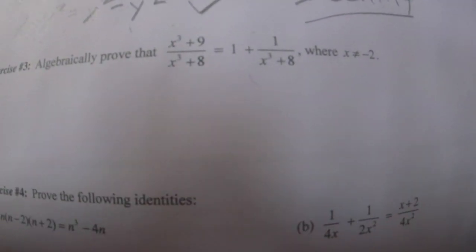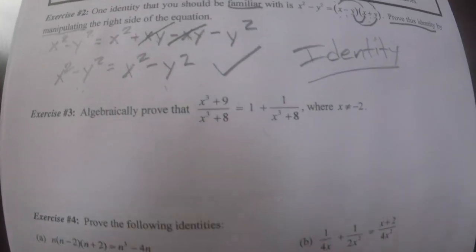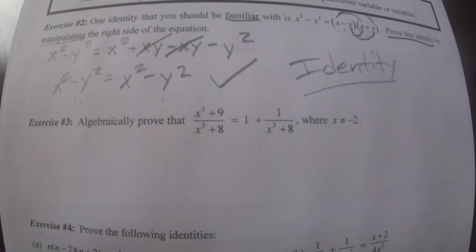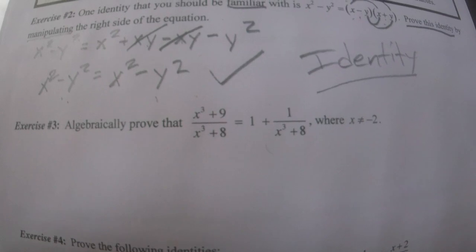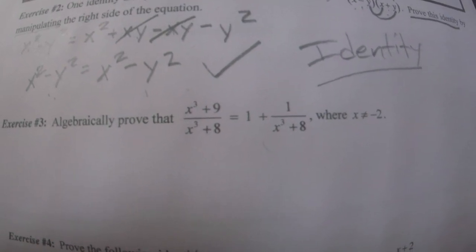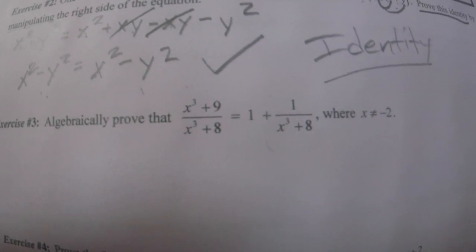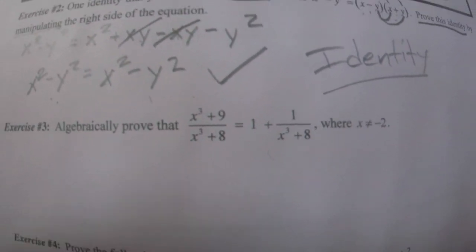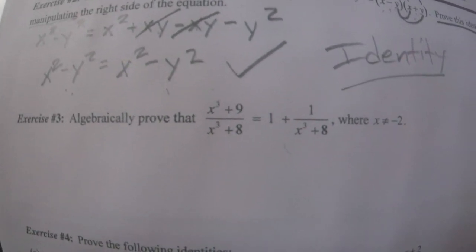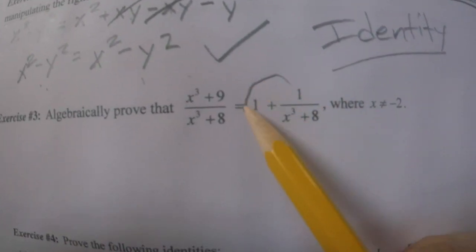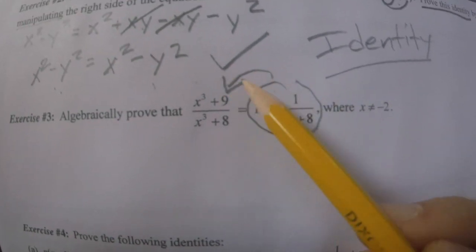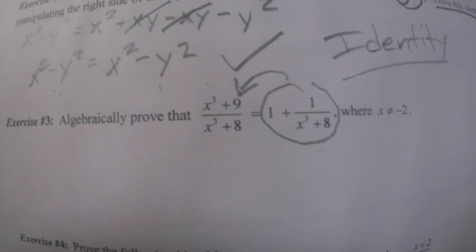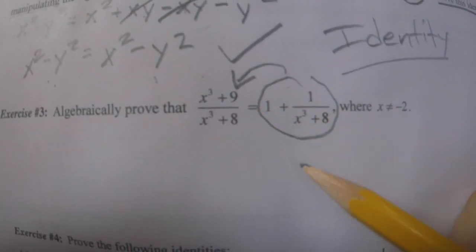All right. So, exercise number 3 is a little bit trickier. We're going to do kind of the same thing. We're going to algebraically prove that the left-hand side of the equation, (x^3 + 9)/(x^3 + 8), equals 1 + 1/(x^3 + 8). So we have to try to get this side of the equation to look like this side of the equation. Well, it looks like I have a fraction over here, and I have a whole number over here.